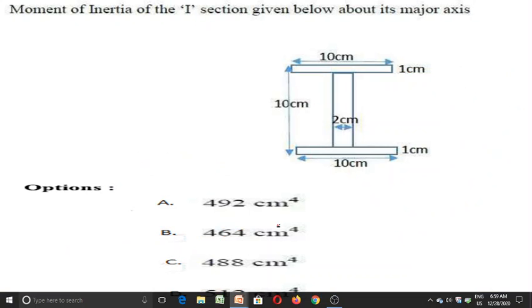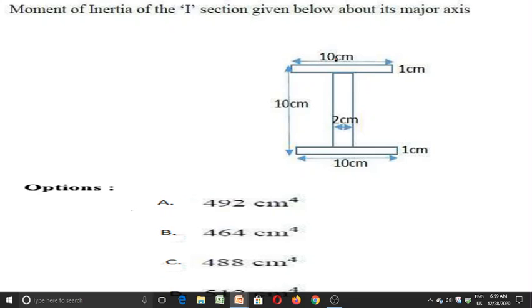So let us see one more problem here. It is a very important problem. If you see here, the problem seems to be very lengthy, but I will explain in a very tricky manner to solve this question. What is this question? The moment of inertia of the I section given below about its major axis is.